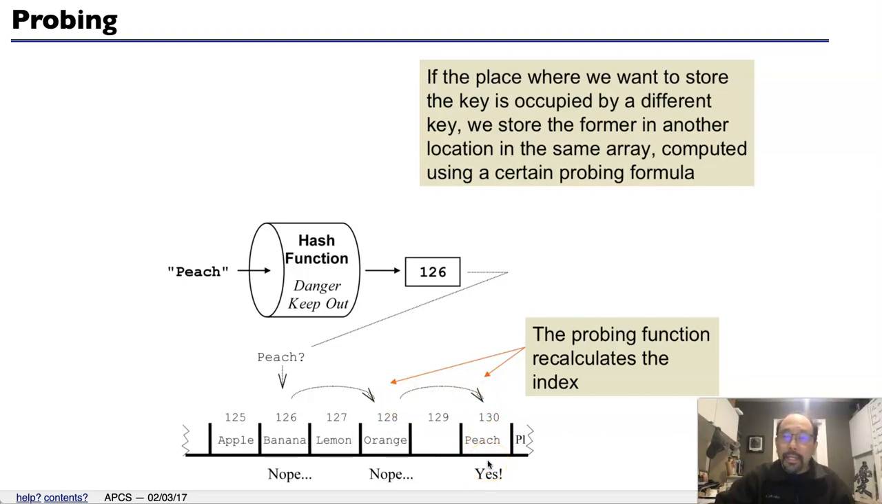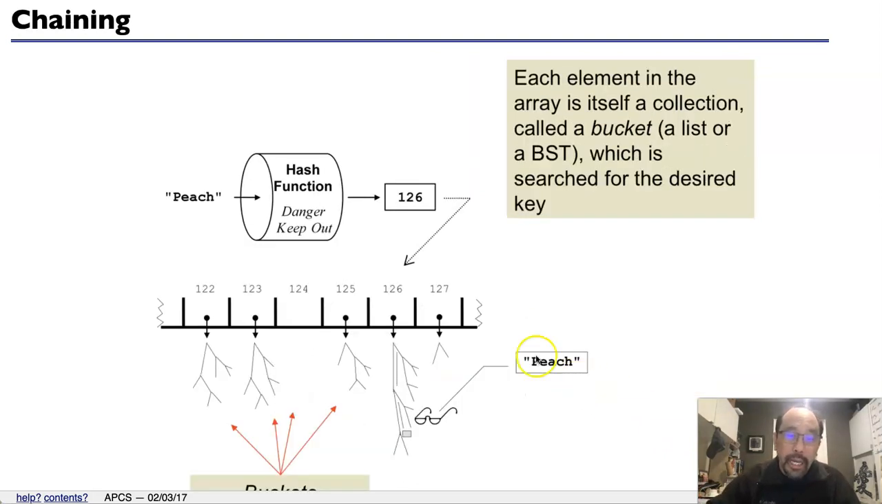Okay, so this is the idea of probing, to look for an empty spot where we could stick the value in if it's not there yet, or we can keep on searching with this probing function to find where that key happened to be stored. Another way is chaining. Chaining's actually the way Java does it.